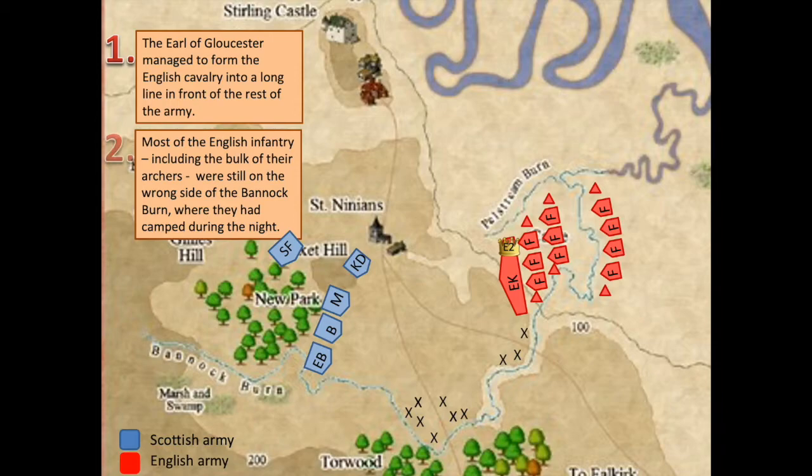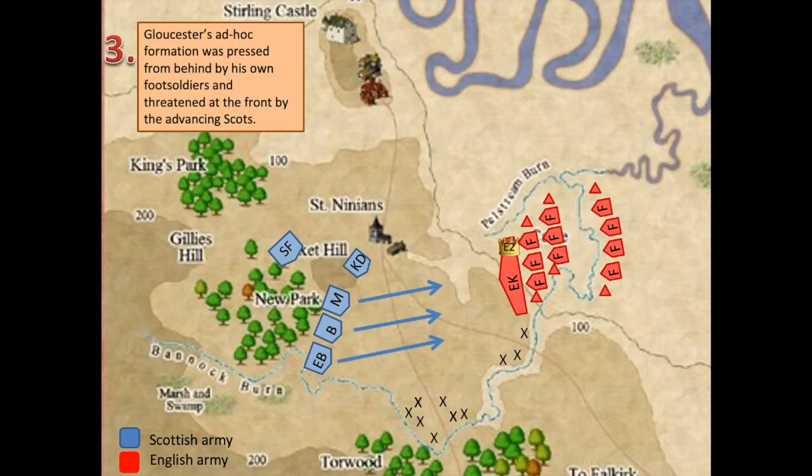Now you can see behind them, most of the English infantry, including the bulk of their archers, are still on the wrong side of the Bannockburn. They've camped to the east of it during the night, purely because of a lack of space. So we can see them lined out in the battlefield here. The shapes with F in them represent foot soldiers, and the triangles represent the English archers, squeezed in where they could at the sides of the infantry formations.